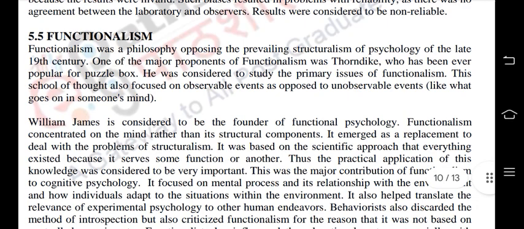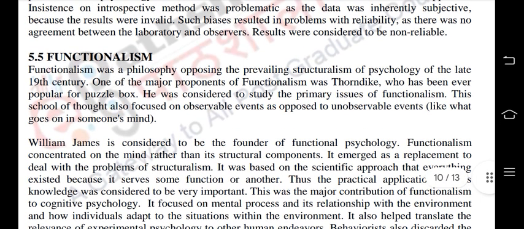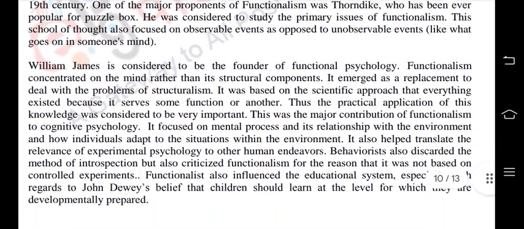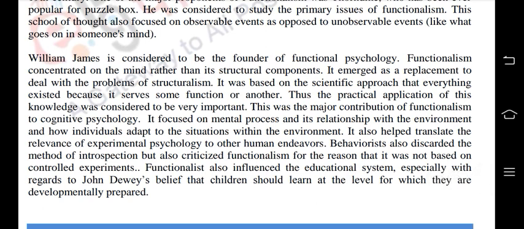Then functionalism. Functionalism was a philosophy opposing the prevailing structuralism of psychology of the late 19th century. One of the major proponents of functionalism was Thorndike, who is ever popular for the puzzle box. He was considered to study the primary issues of functionalism. The school of thought also focused on observable events as opposed to unobservable events like what goes on in someone's mind. William James is considered to be the founder of functional psychology.